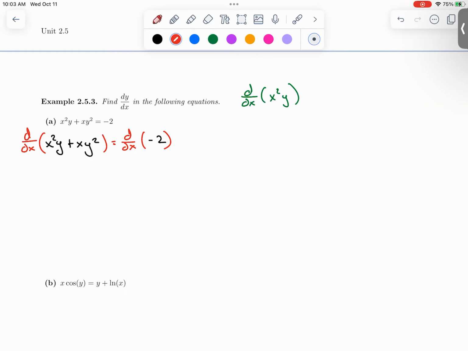This is a product rule. You have a product of an x function, x squared, and another x function, y of x. So it's a multiplication, it's a product. I'm going to call this my f and this my g. So f prime would be 2x, g prime would be dy dx.